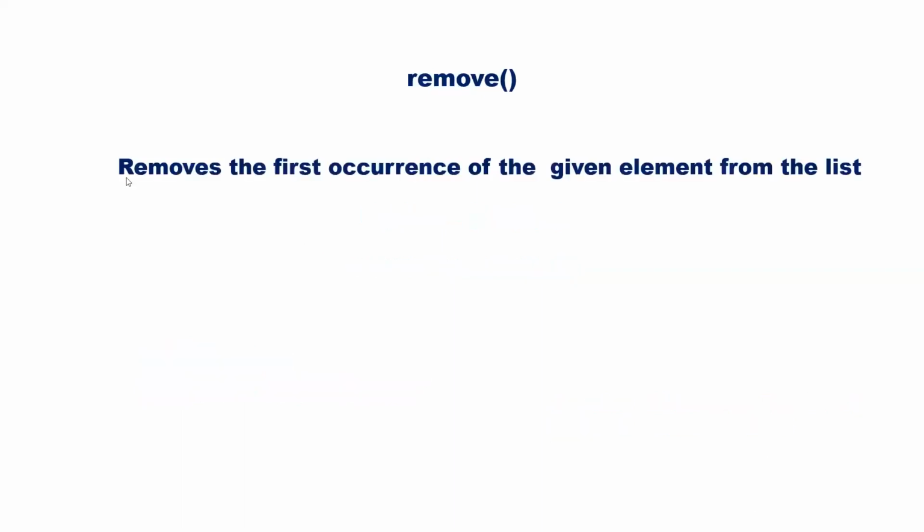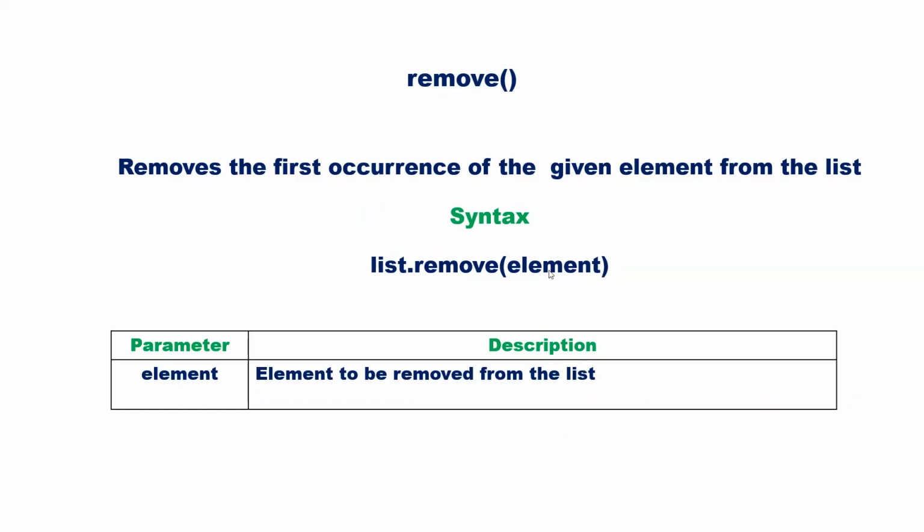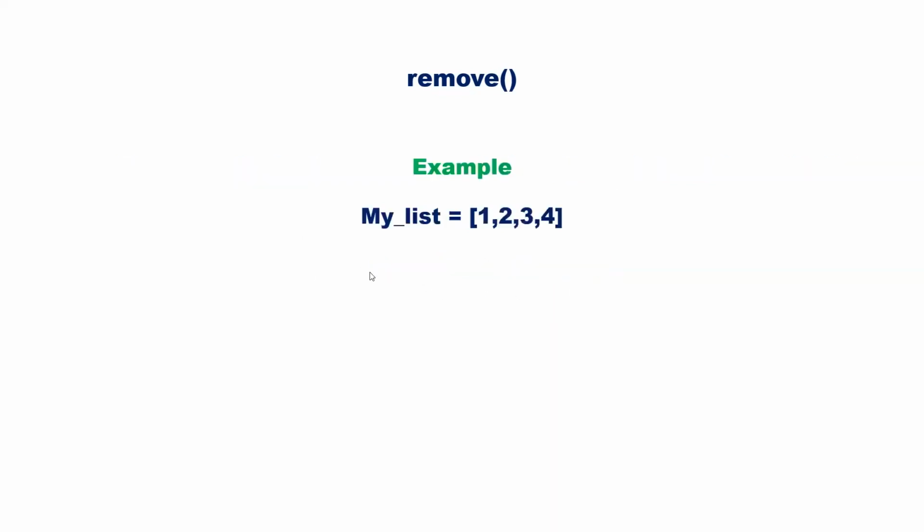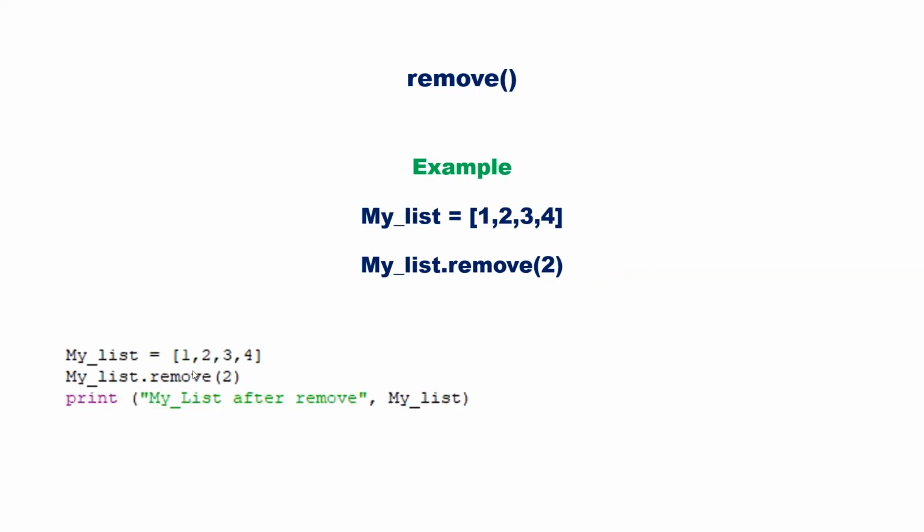The remove function removes the first occurrence of the given element from the list. The syntax is list.remove(element). Here element is the value to be removed from the list. For example, if you give my_list.remove(2), this means remove the value 2 from my list. After the remove operation, my list will be 1, 3 and 4 because 2 is removed from the list.